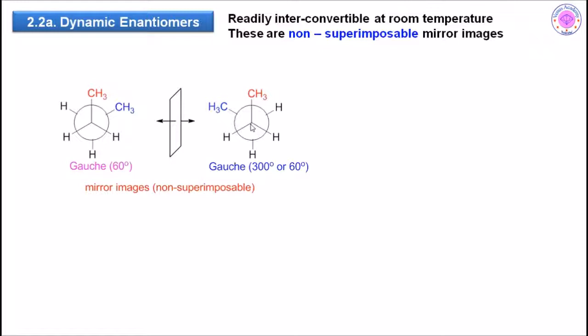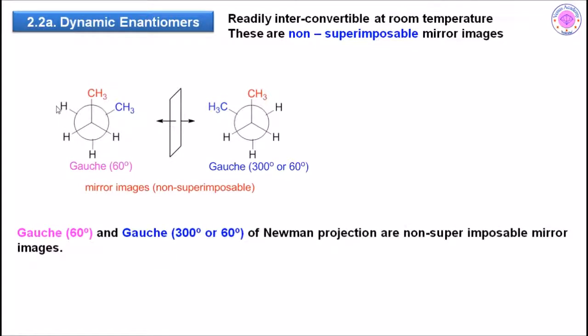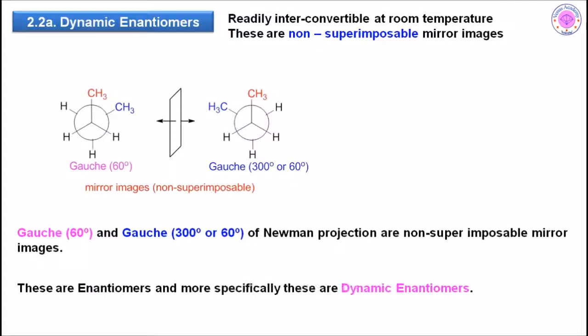What is non-superimposable? If I take this molecule and overlap it on this, is it the same? No, this methyl comes here, right? So Gauche 60 and Gauche 300 of the Newman projection are non-superimposable mirror images. So as per the fundamental explanation, if the mirror image is non-superimposable, those compounds are known as enantiomers, right?